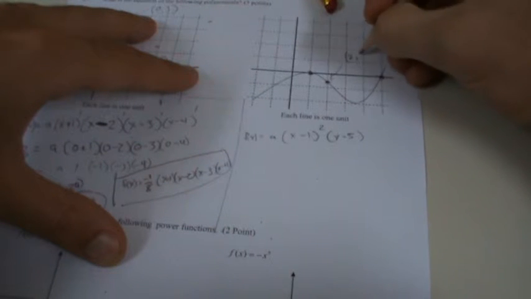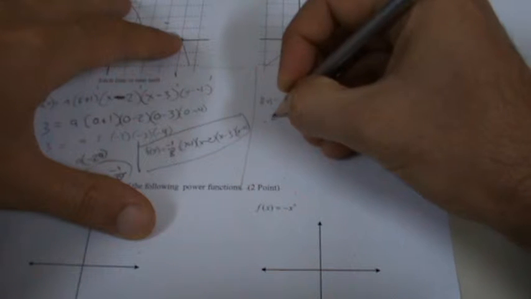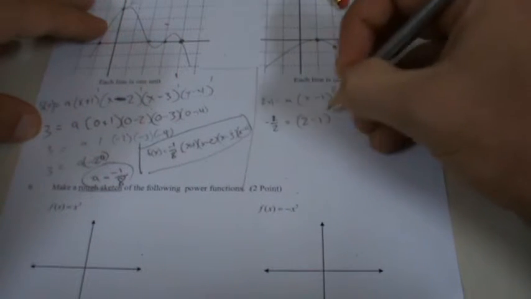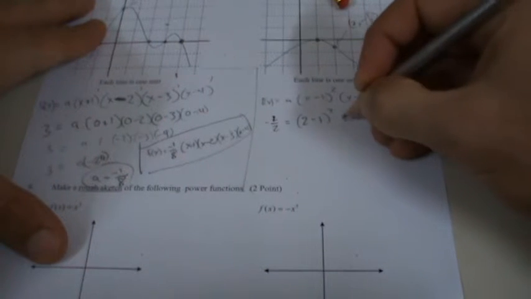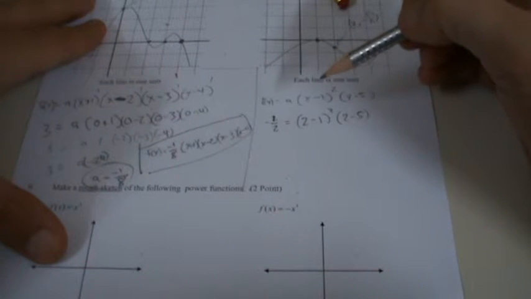Now when I pick a point, it can't be one of the points I've already used as a root. So I'm just going to pick that one right there, and I'm going to say that that is (2, negative 1/2). How about that? It's maybe not quite negative 1/2, but we'll just say. So then I've got a negative 1/2 here, which should be equal to a times (2 minus 1) squared times (2 minus 5). So what I'm saying is when my input variable is 2, my output should be negative 1/2.